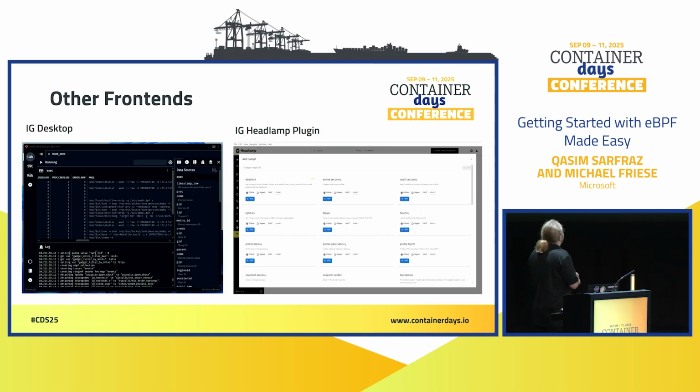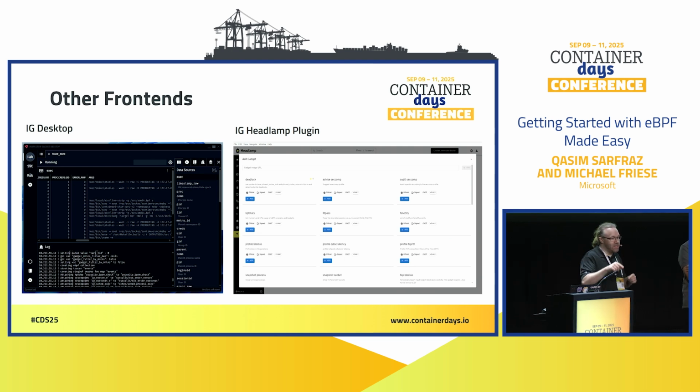Okay, quickly on other front ends. If you don't like going command line only, we have these two front ends in experimental stage. It's IG Desktop, that gives you a list of gadgets that you can browse through. You can use it for many environments. You can set up a list of environments that you work on, and it gives you a bit more details. You can zoom in, you can scroll more. It's a more clicky experience.